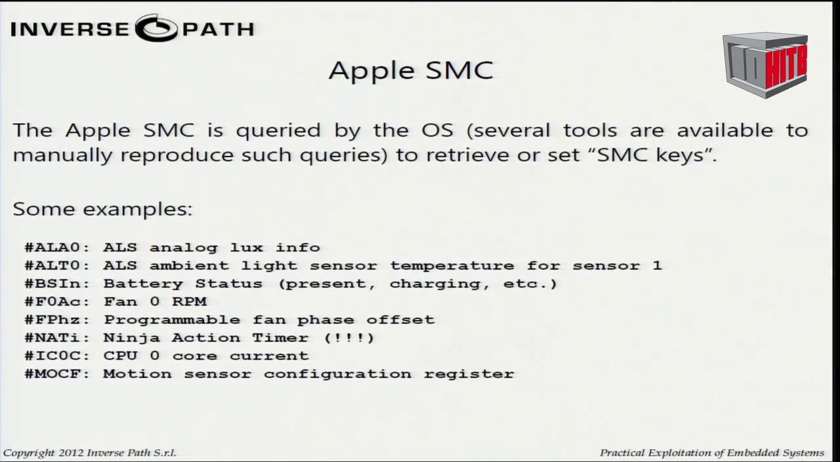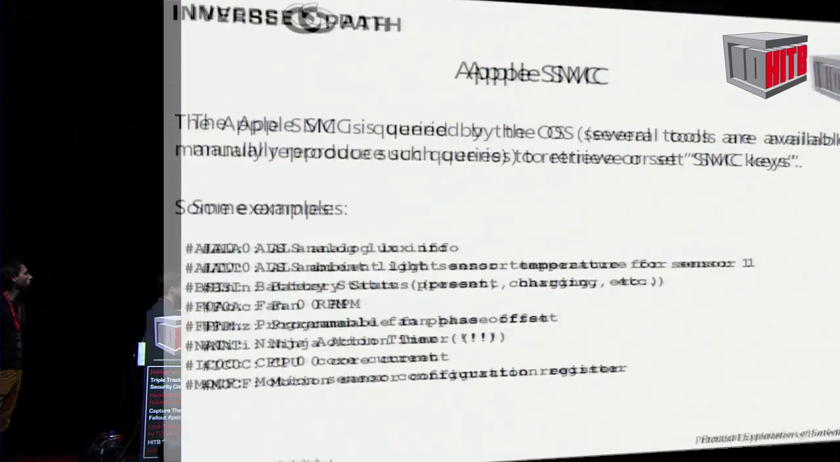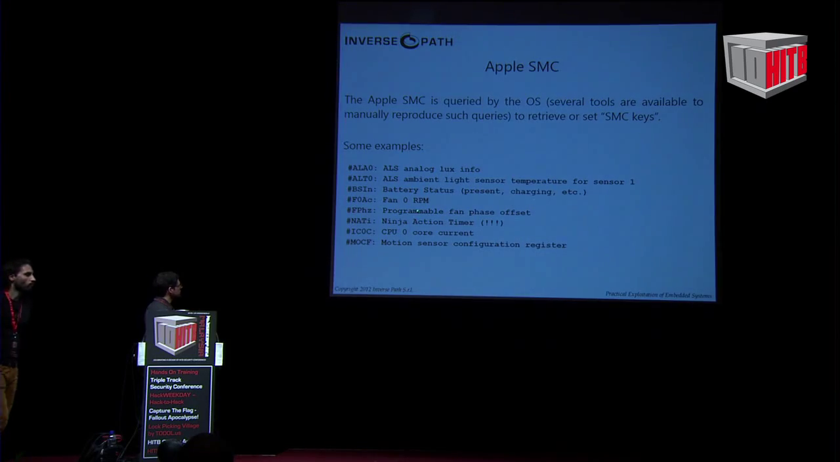It can be queried by the OS, this is interesting, so it has a clear and, I would say, published way of interacting from user space with the chip. So you can retrieve what are called the SMC keys from the chip, or you can write to them. And these keys give you information about the light activity, the battery status, if it's present or charging and so on. You get that from the SMC. You get the RPMs, and you can set the RPMs of the different fans.